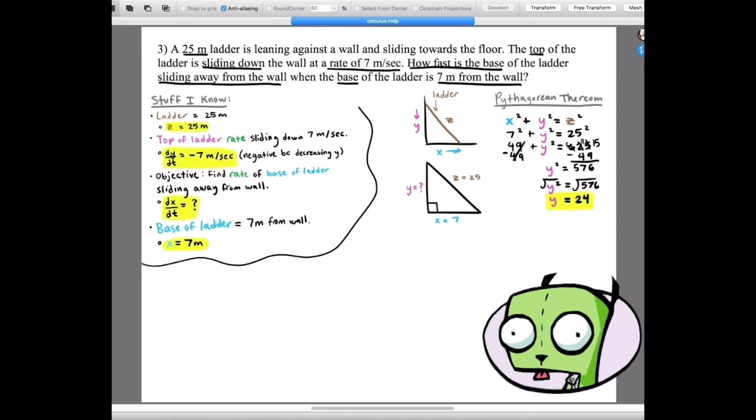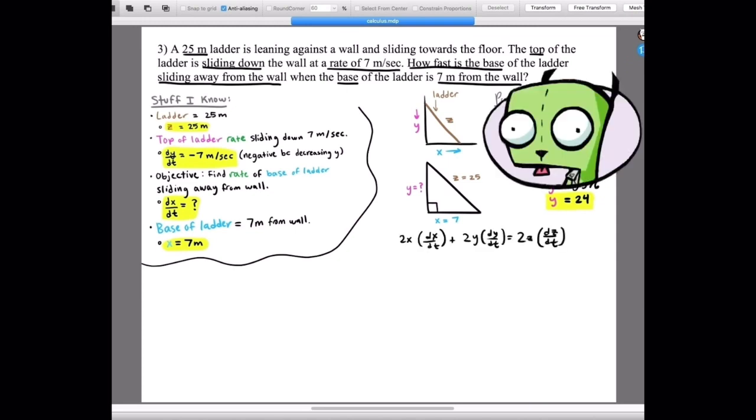Now that we have this, we use the formula below to get our answer. Using the formula, we plug in our known values. We plug in 7 for x. We still don't know what dx/dt is. We plug in 24 for y because that's what we just solved for using the Pythagorean theorem. Then we plug in -7 for dy/dt, and for z we plug in 25. For dz/dt we plug in 0 because the ladder is not changing in length.